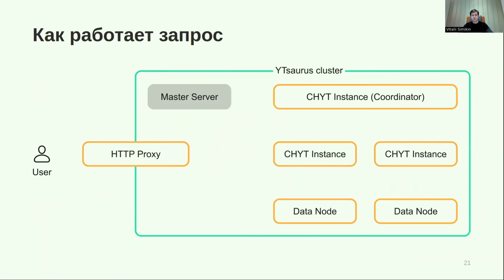Now let's look at how a query is run step by step. First, the query comes to the proxy that authenticates the user and checks whether they have the relevant permission to perform an action within a clique. Then, the query is routed to a randomly selected clique instance. The instance that received the user's query is called Query Coordinator or just Coordinator.